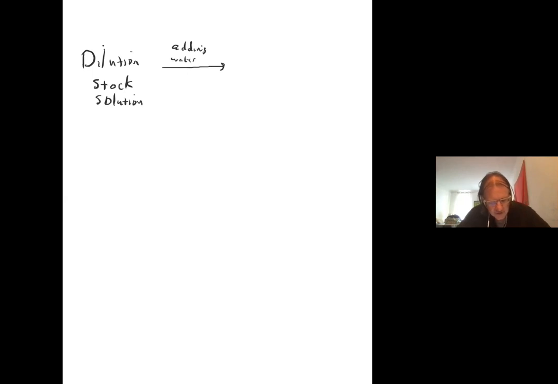So dilution is when you're taking what's called a stock solution. A stock solution is something you get from a stock room. It's the batch that you purchased from someone. It's called a stock. And then you're adding water to make a dilute solution.